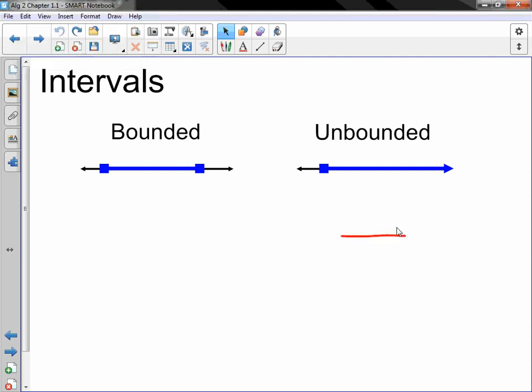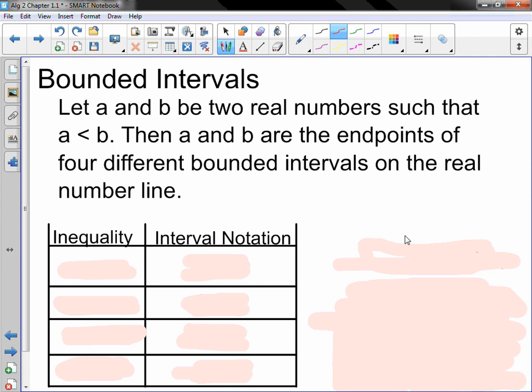Now, bounded intervals. For a bounded interval, let A and B be two real numbers such that A is less than B. It really doesn't matter what A and B are, it's just that A, whatever value it is, is less than B. So we could say A is 2, so B would be what? 3. Because whatever B is, it's always going to be bigger than whatever A is. And we're talking for any number.